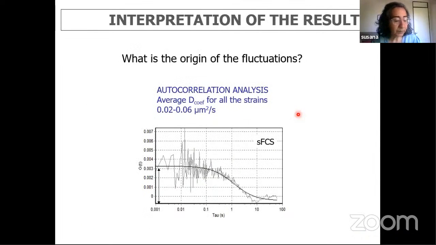Now, at that point, we were all happy with the result. We get the numbers we want. But when you work with these things that are so precise and so delicate, you have to go even further. So then the question is, what is the origin of these fluctuations that we are looking at? The autocorrelation analysis gave us an average diffusion coefficient of 0.02 and 0.06 micrometers squared per second, which is super low.